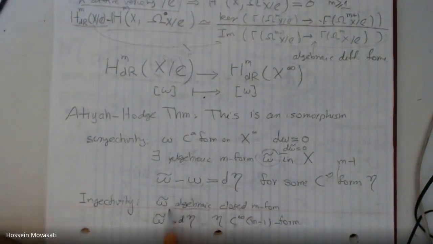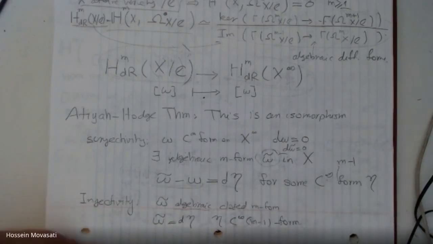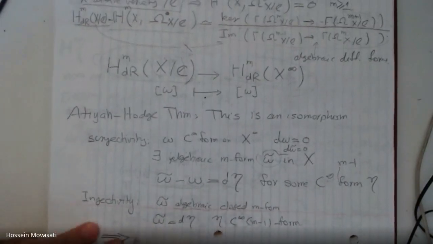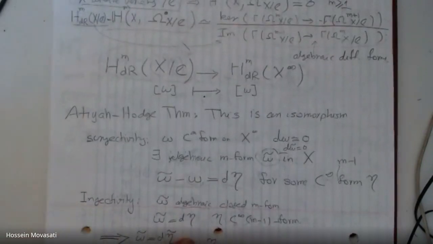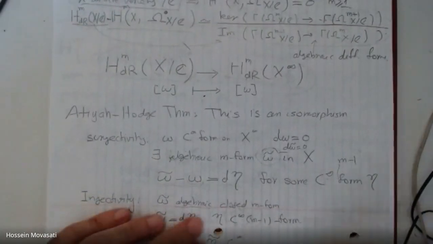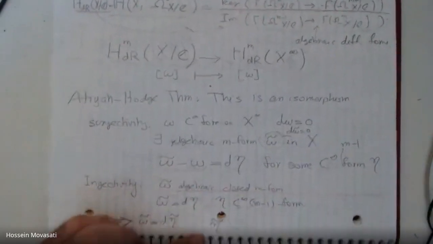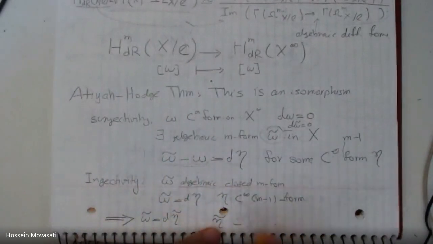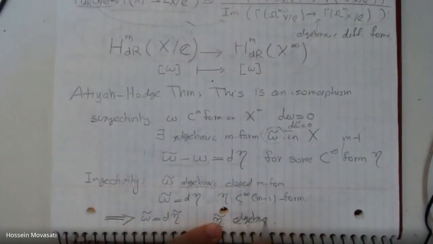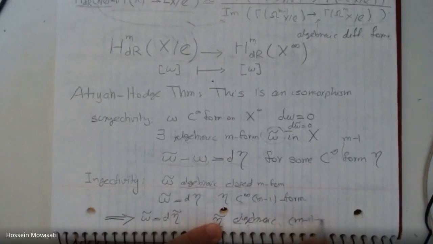form. Now, if an algebraic closed form is exact in the category of C infinity differential forms, it must be exact in the category of algebraic forms. So this must imply that omega tilde is d eta tilde, C infinity. Oh no, it's algebraic. Eta tilde, algebraic (m-1)-form.